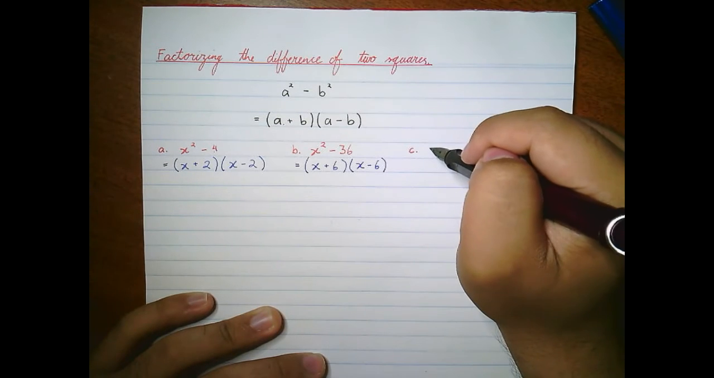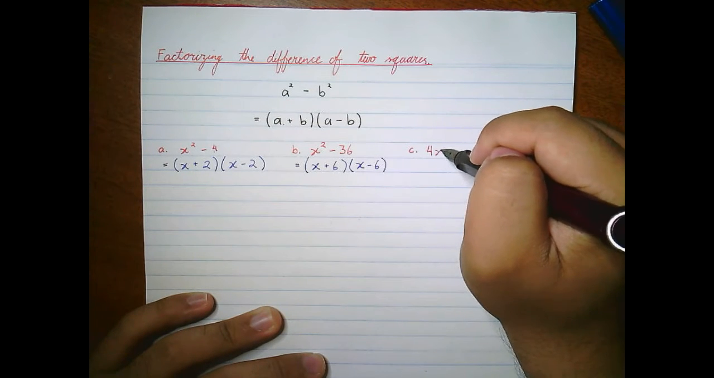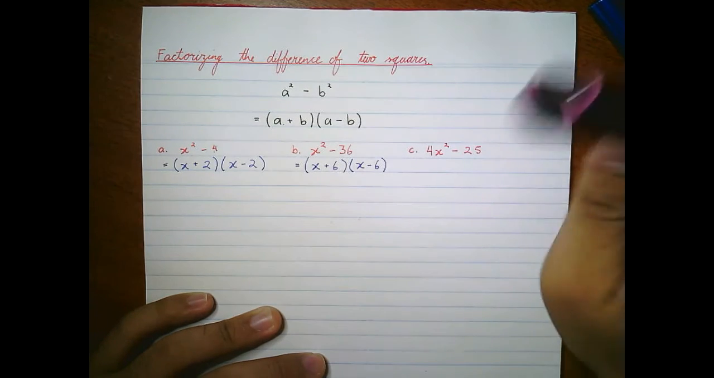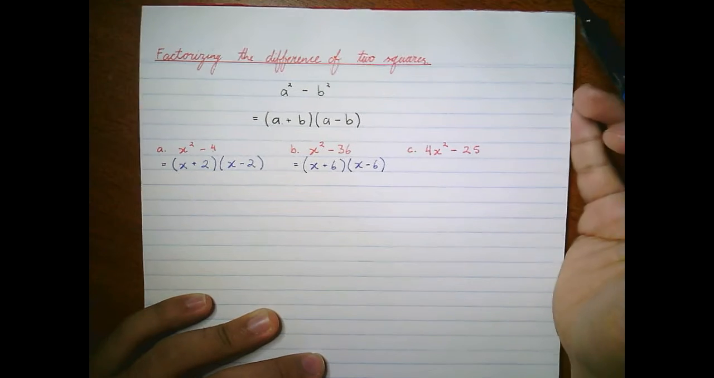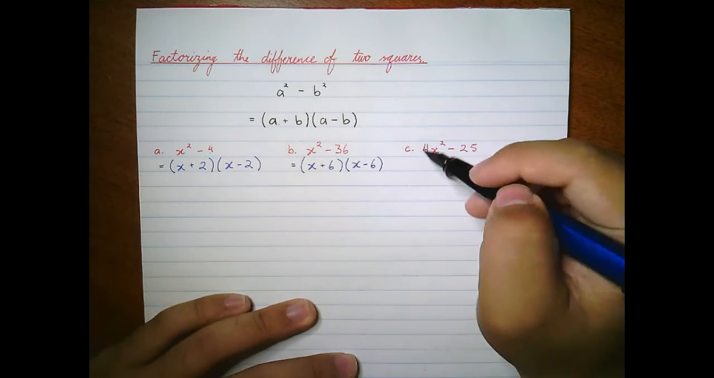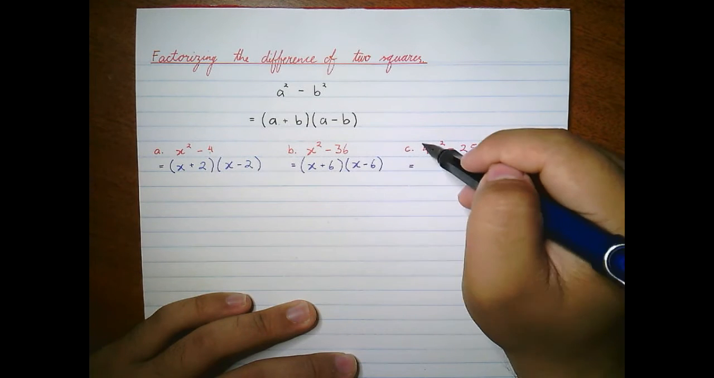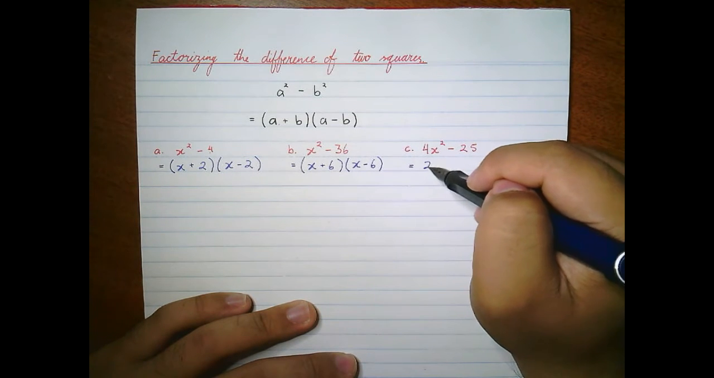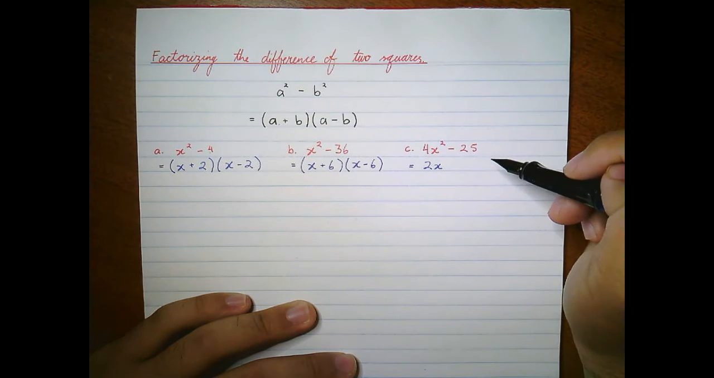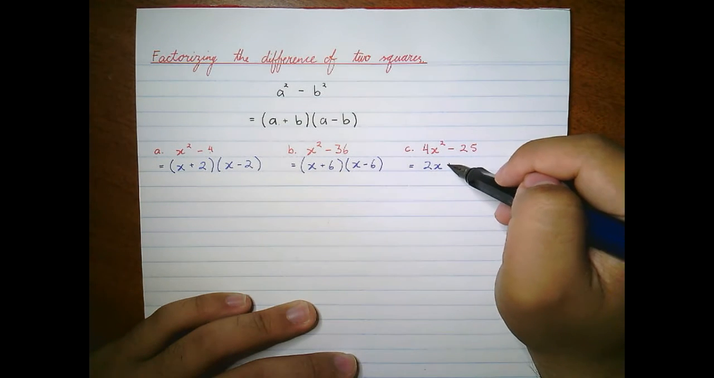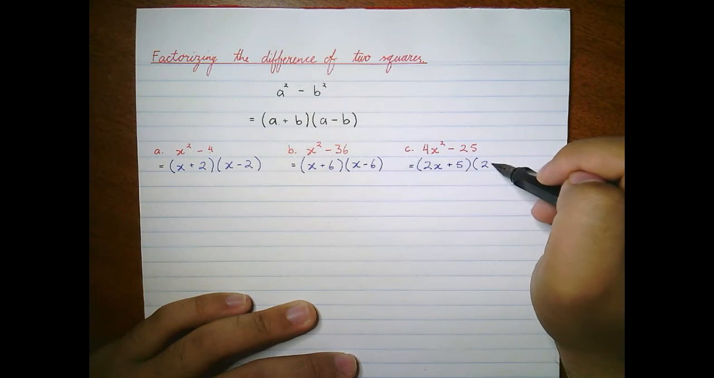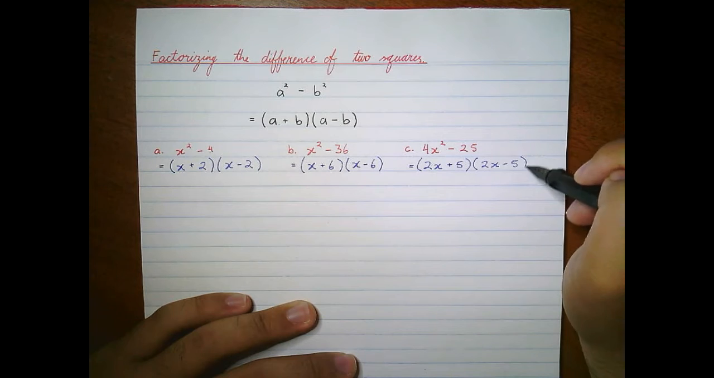Question C. What if we had 4x squared minus 25? This may look slightly different, but 4 is still a perfect square. So we can actually do this. What's the square root of 4? That's 2. The square root of x squared is x. And the square root of 25 is plus 5, like this, for one group. And we repeat the exact same thing in the other group.